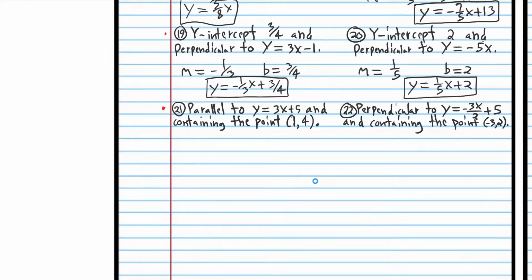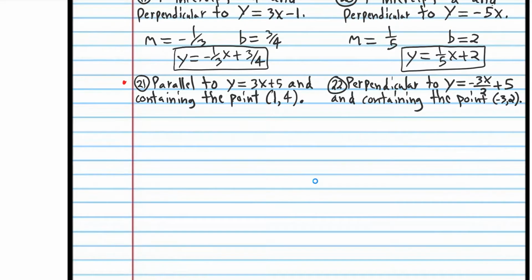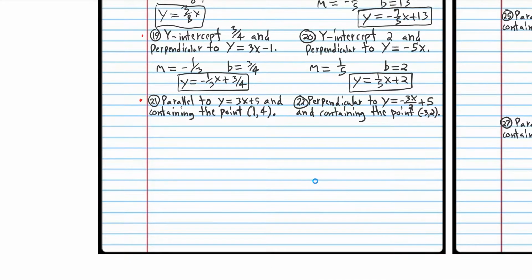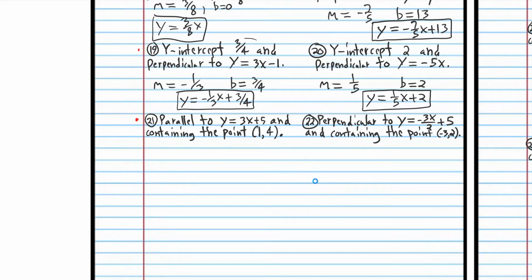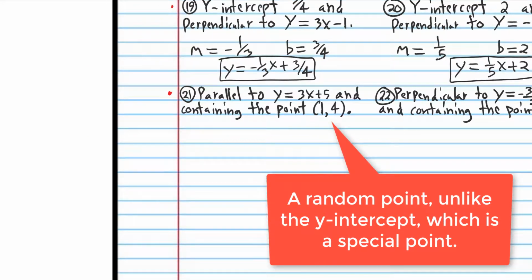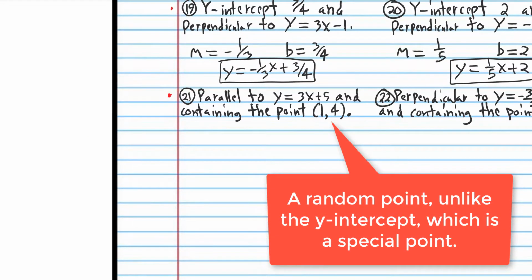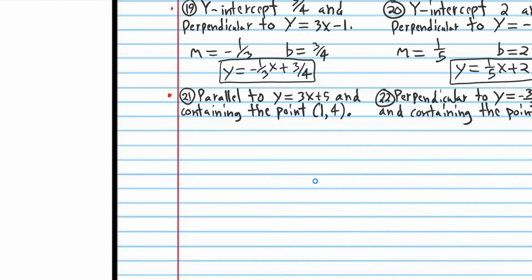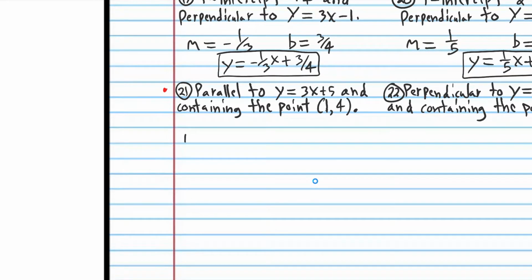All right, so for number 21, we have the same situation. But instead of giving the y-intercept for these problems, they're just giving us a point. So these are going to be slightly more difficult. So we know that our line is parallel to this line. And we know the slope of this line, because this is in slope-intercept form, the slope of this line is 3. So the slope of our line must be 3 also. So we're going to write m is equal to 3. And we have the point (1, 4).